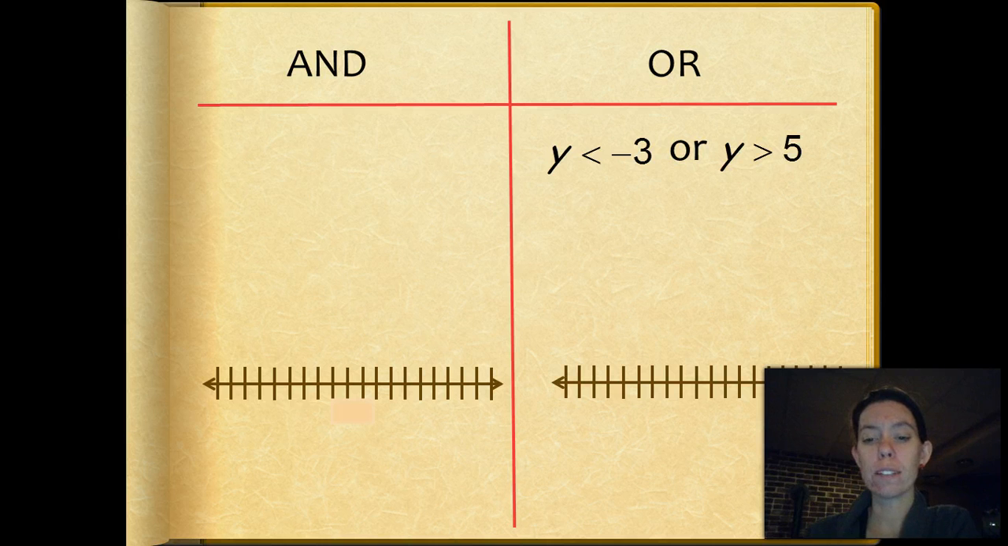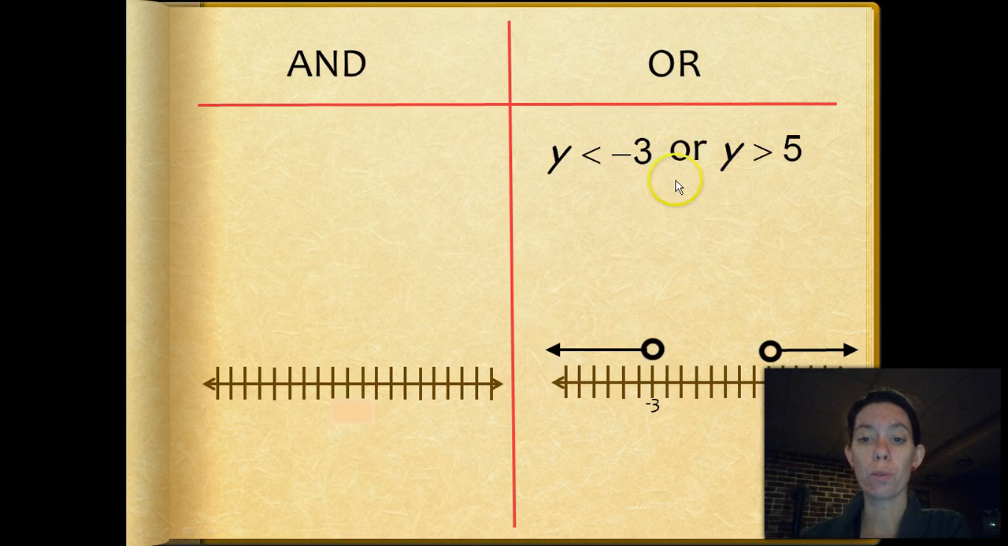So what I'm really saying is I'm going to graph this, and I'm going to graph this, both together on the same number line. So I need a negative 3 and a 5 on my number line. And put open circles on both, since the solutions can't be negative 3 or 5. And then on the negative 3 side, I'm going to go to the left. On the 5 side, I'm going to go to the right. And inequalities with the word or will always look like that, kind of two arrows going apart from each other.